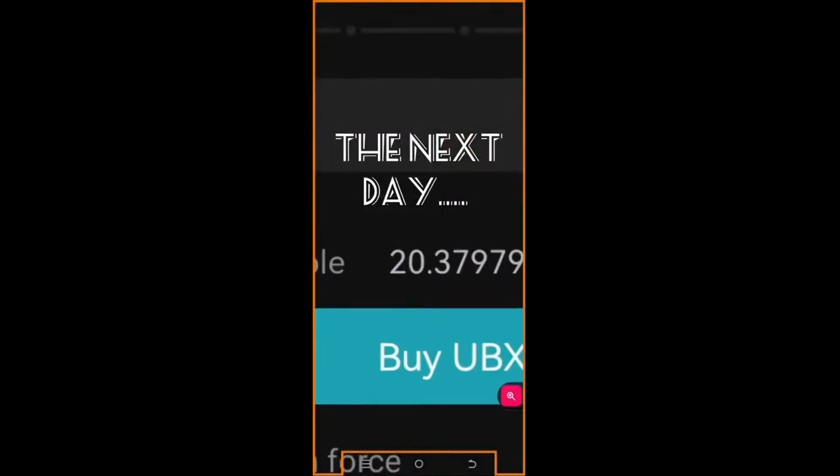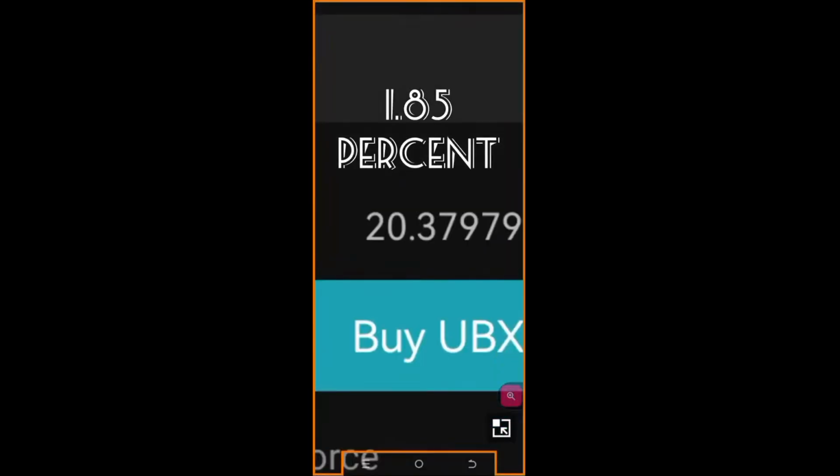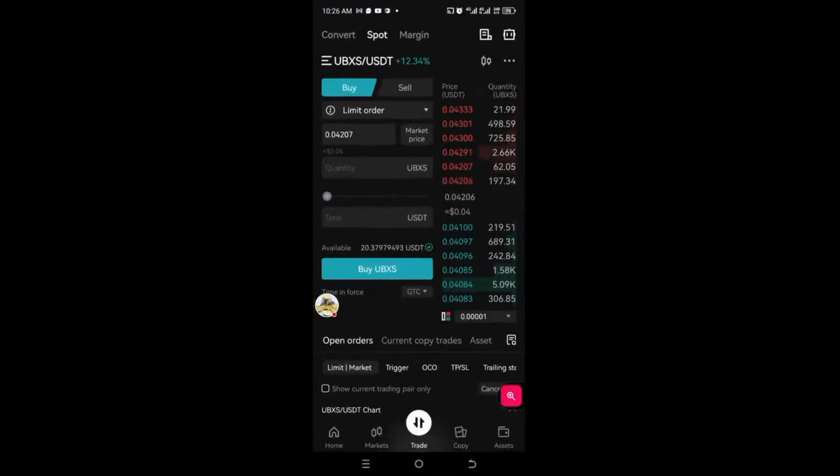Oh yeah, BitGet has executed. Just about 1%, kind of less than 1%. UBXS, what a name. UBXS has executed. All right, so we have 37, almost 38 cents here.